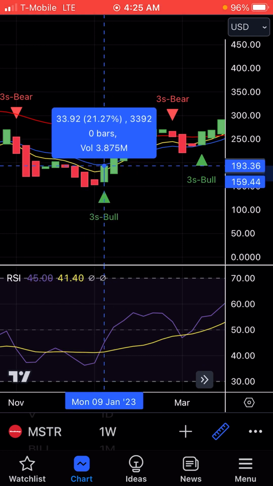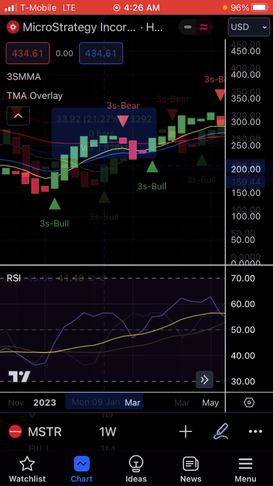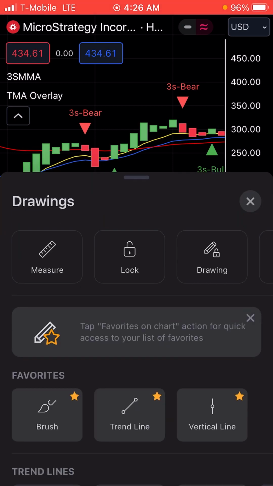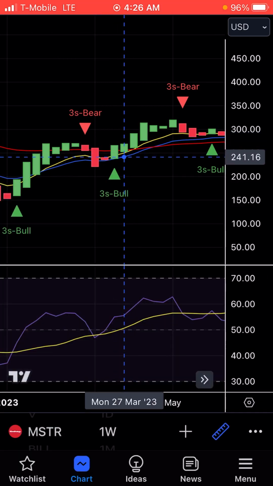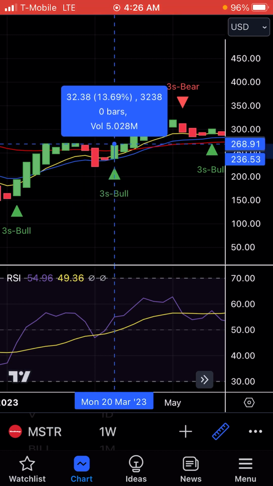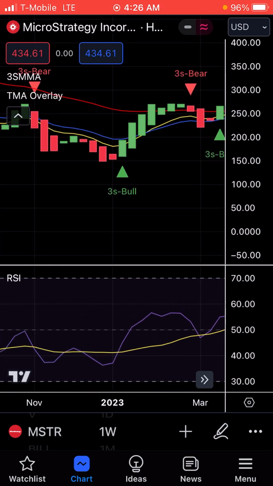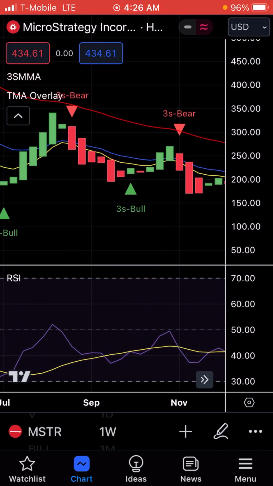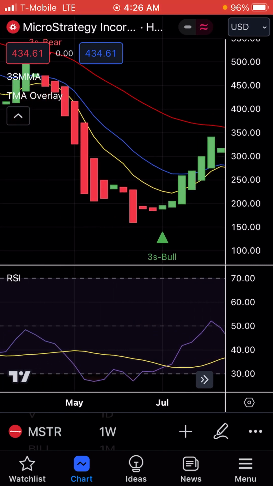This one was a $33 difference in price. With a good in the money contract, that's about $3,392. And then right here, because these are weekly candles, you don't have to ride these for too long. This one is 32. This one is $3,238 on average.